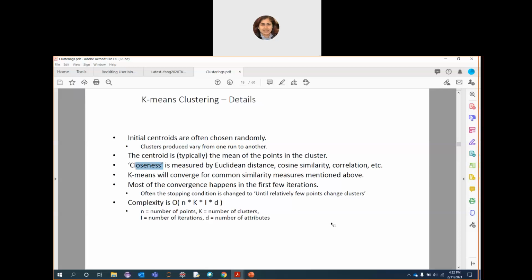So if you have to define the time complexity and space complexity of the K-means algorithm, it will be of the order of all these: how many number of points, how many number of clusters to be formed, how many number of iterations, how many number of attributes. All of them are multiplied together, and that will give rise to the complexity of this algorithm.